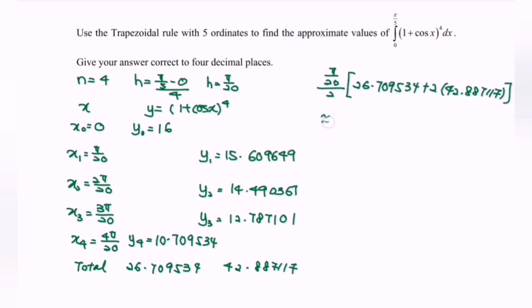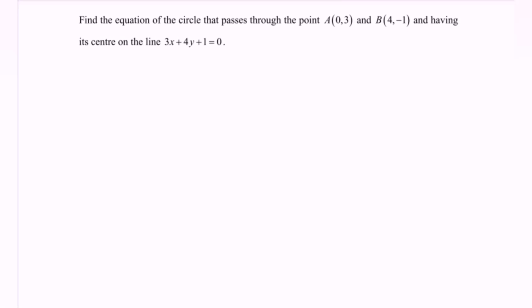Simplify, and we will have 8.83445448. Round up, correct to 4 decimal places. So 8.8345. I'm going to discuss the example for conics.